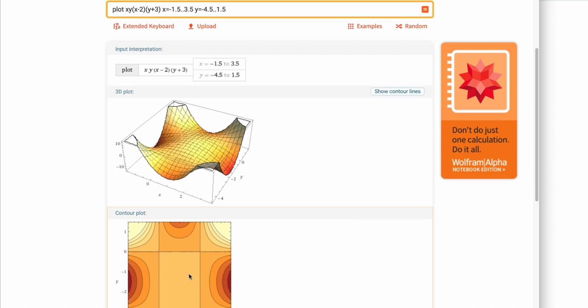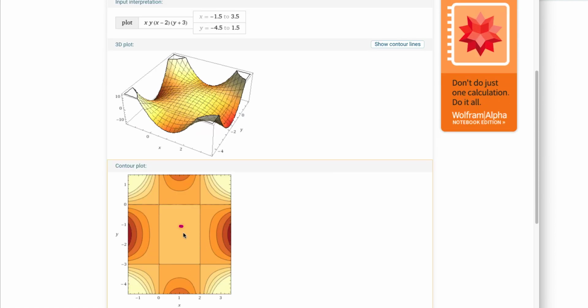Here is a contour plot of the same graph. And then here where my cursor is the maximum. And then where these intersections are of the level lines, these are the saddle points. So in the contour plot, you can see the saddle points much nicer, whereas in the surface plot, you can see the maximum much nicer.